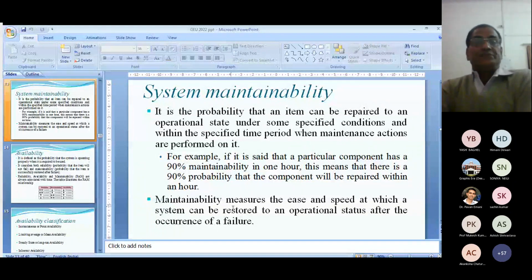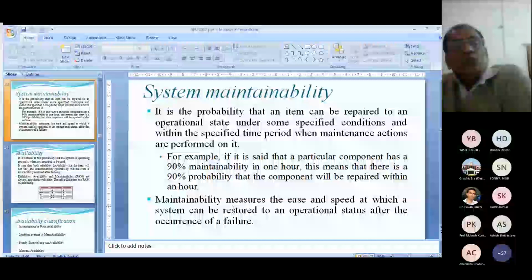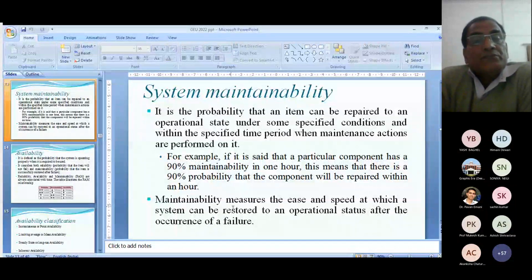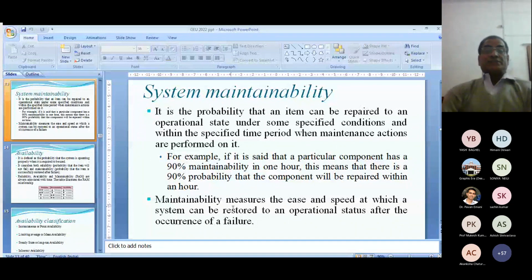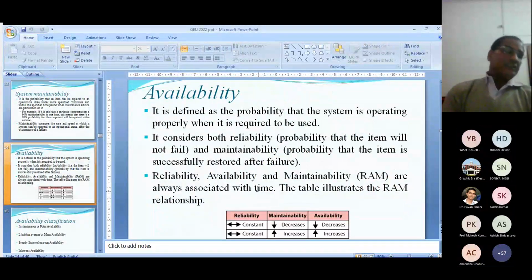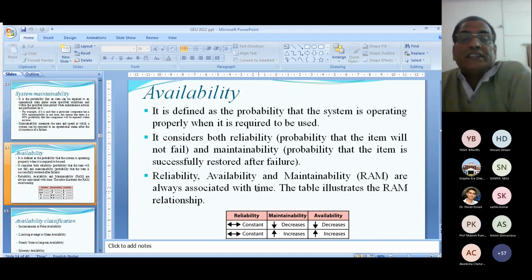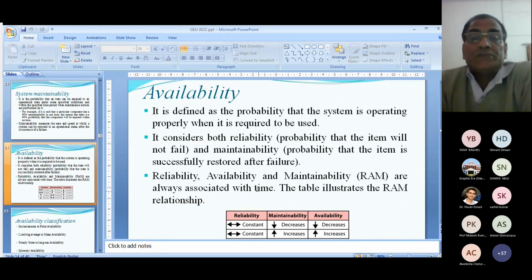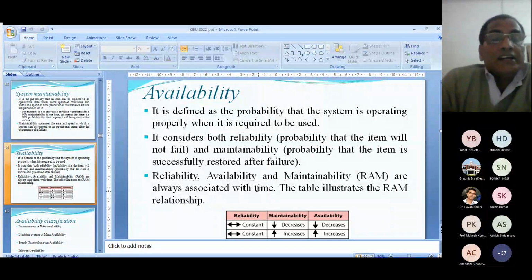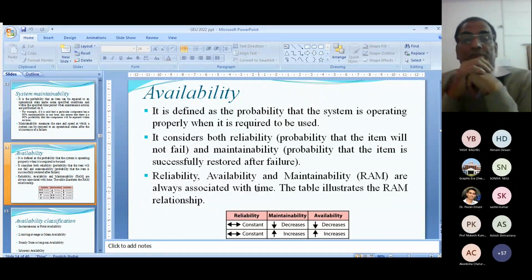Now, availability. Reliability is already defined, and availability is defined as the probability that the system is operating properly when it is required to be used. Say you are interested in operating your laptop, and once you start, if it is not functioning at that moment, it means your system is not available. In this sense, availability is defined. What is the probability that the system is found operable when you are interested in using it?